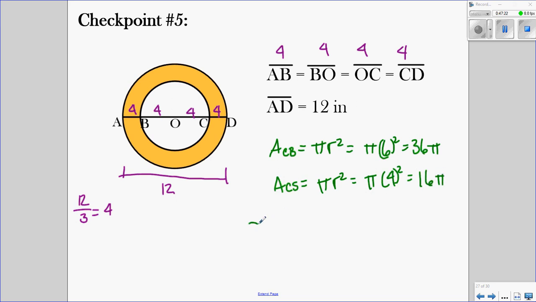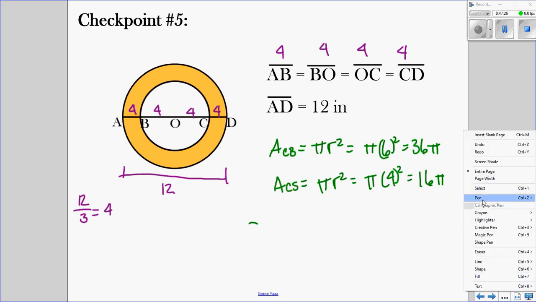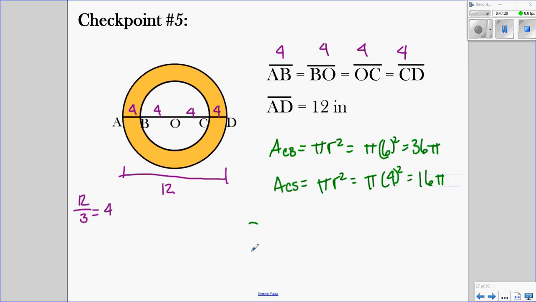Now we're going to find the area of the shaded region. I'm going to use blue for that. The shaded region is the bigger circle minus the smaller circle. You can combine them. So that'll give you 20 pi square units.